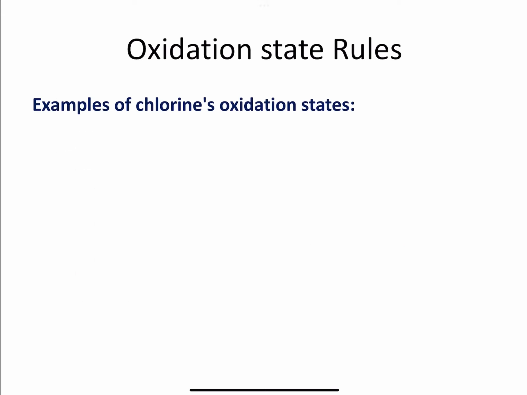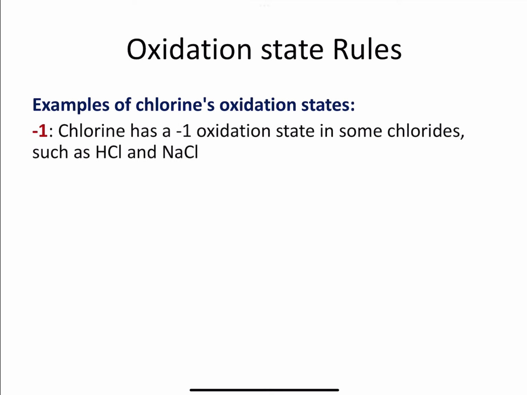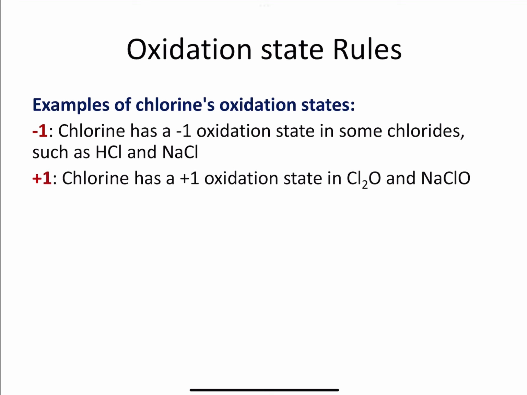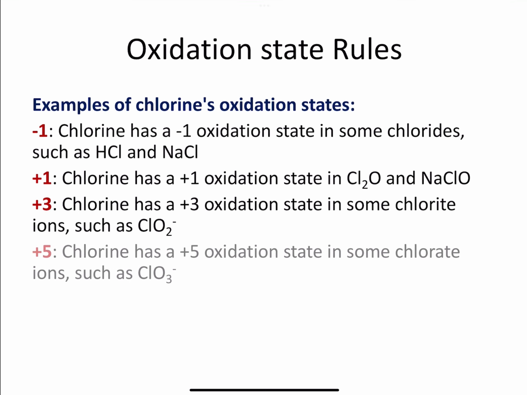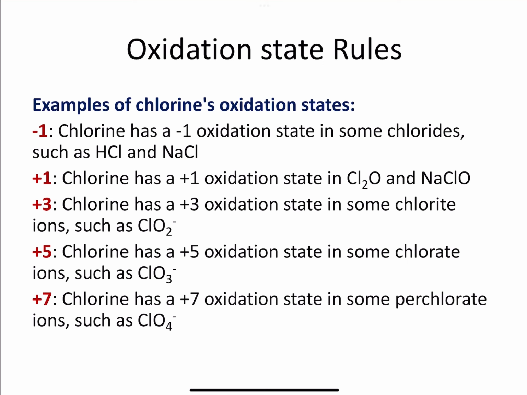Some examples of the chlorine oxidation states. Chlorine usually has -1, like in hydrogen chloride and sodium chloride. However, chlorine could have a +1 oxidation state, like in Cl2O or NaClO, and it also could have +3, +5 and +7. So you can determine the oxidation state of chlorine in any of these compounds by working out the oxidation state of the other element within these compounds and the charge of the ion as well.